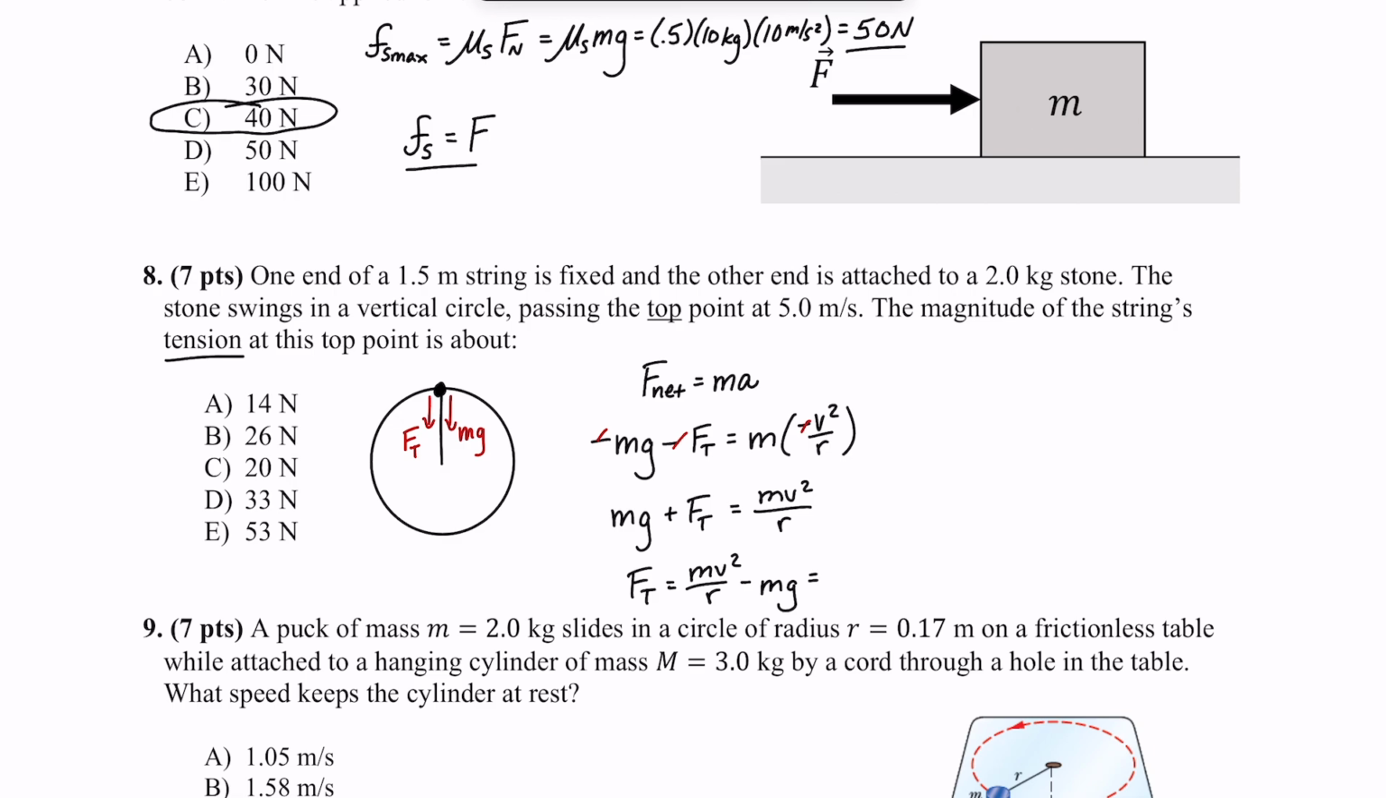And if I were to plug in all of my numbers, 2 kilograms for the mass, 5 meters per second for the speed, 1.5 for the radius, minus 2 times 9.81 meters per second squared, put all that into a calculator, I'd end up with something like 1.58 newtons. Nope, that's not this problem. 13.7 newtons, which if I round it is 14.